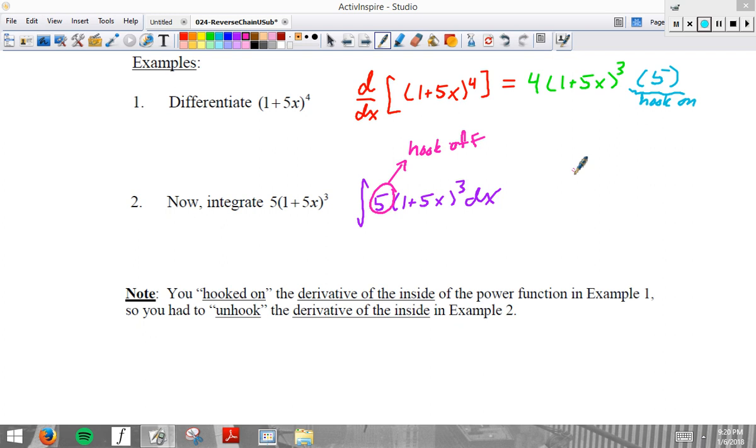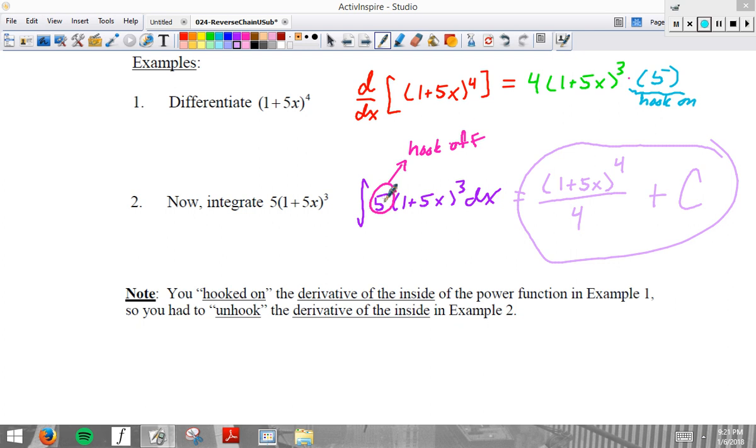That has to disappear. The same way this has to appear and multiply on, this has to disappear. This has to be there to detach, to die, to sacrifice itself for the cause. And then we can go about our business of keeping the inside the same. I did not integrate. It is not x plus 5x squared over 2. It is just 1 plus 5x. Add 1 to the power. Divide by the new power. Plus c. And that's the final answer. This just goes away.